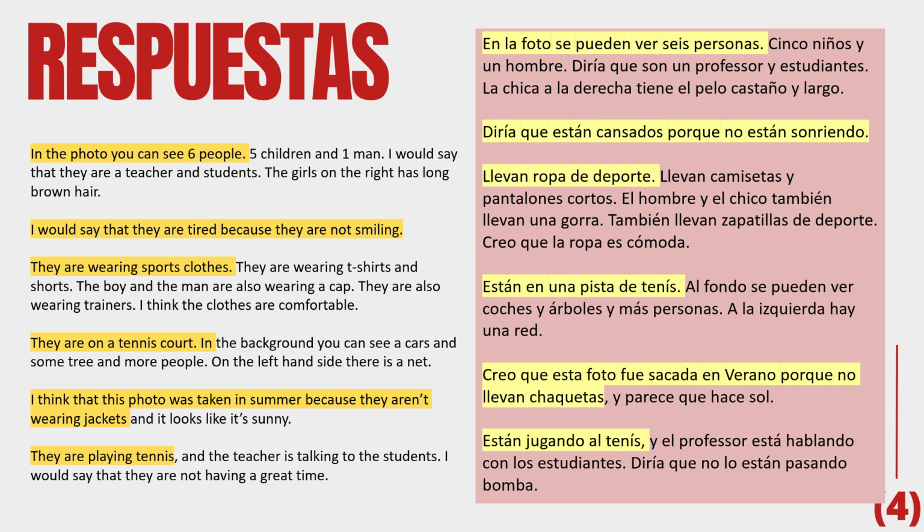So previously we looked at lo están pasando bomba. This time we put a no in front of it because it's negative. Okay, so that's it.